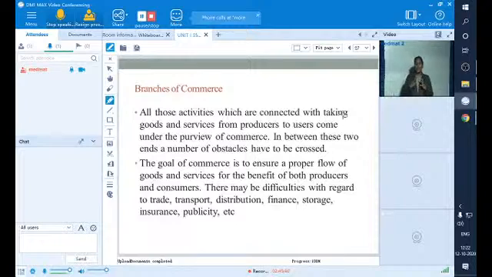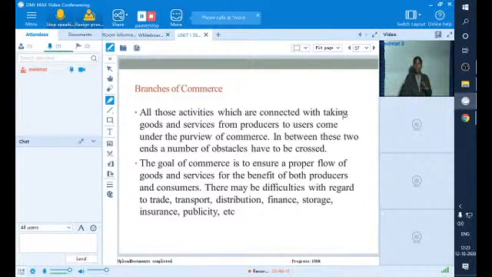So all those activities which are connected with taking goods and services, the two activities connected together by selling of goods and getting of services, this is called the branches of commerce. All those activities which are connected with taking goods and services from producers to users come under commerce. In between these two ends, a number of obstacles have to be crossed.